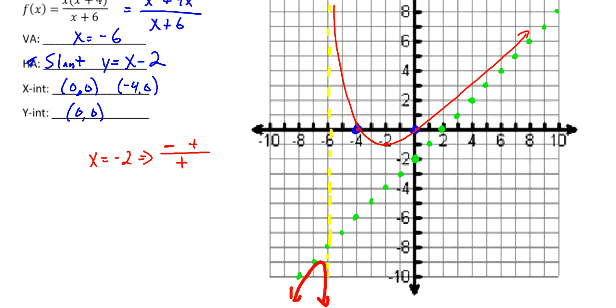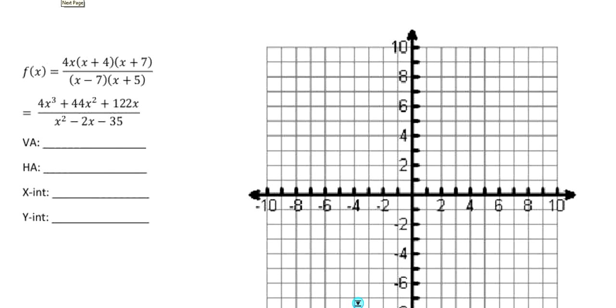Now, the third problem, and this is where it gets a little more difficult. Okay. So again, I've actually already given it to you FOILed out. So here is the polynomial if you multiply the 3 factors on top and the 2 factors on the bottom. Our vertical asymptotes are at 7 and negative 5. X-intercepts at 0, 0, negative 4, 0, negative 7, 0. Our y-intercept is at 0, 0.